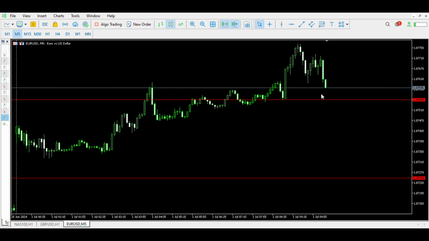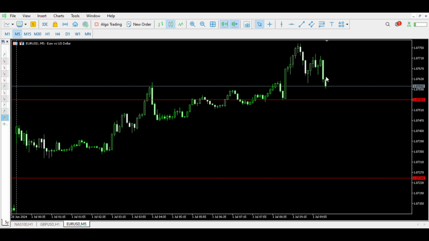So it looks like we're almost getting a break of structure, so I'm being patient. I'm not jumping in here because this demand zone is still valid. It could just be pulling down, giving us the impression it's coming down, and from here shoot back up. I am waiting for it to break the structure. It has not broken any previous structure.